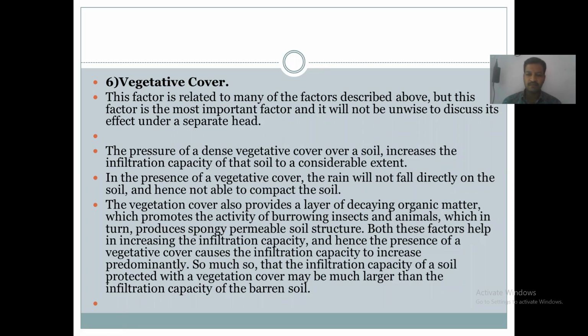It depends on how much vegetation cover there is on the ground, how many plants, grass or trees cover it. If there is dense vegetation cover, in that case the infiltration capacity will be more. So it depends upon the presence of vegetation cover.